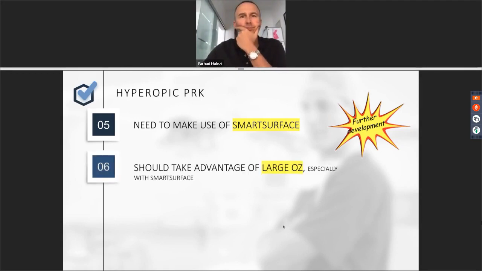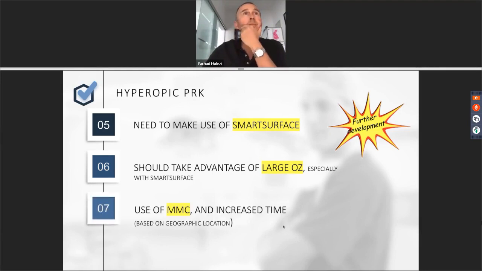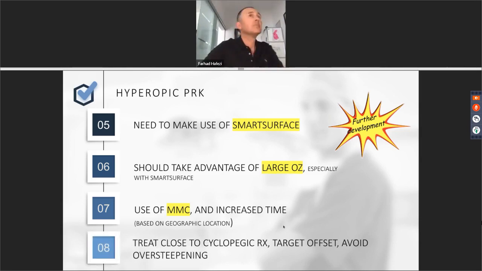Finally, we should take advantage of large optical zones, especially with smart surface. This smart surface will make these optical zones close faster and will deliver less energy over such a big optical zone area. Also, we need to use more mitomycin C than we use in myopia. If we use 30 seconds in myopia, maybe we need to use 45 seconds to 1 minute in hyperopia. But again, it is based on geographical location, whether you're in Zurich or in the Middle East. And finally, we need to keep our traditional way of treating hyperopic eyes, mainly treating as close as possible to the site of visual refraction, targeting the offset, and avoiding oversteepening.